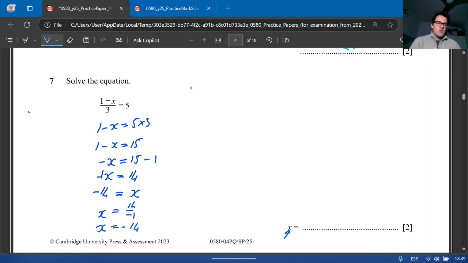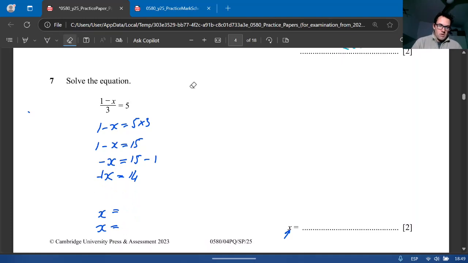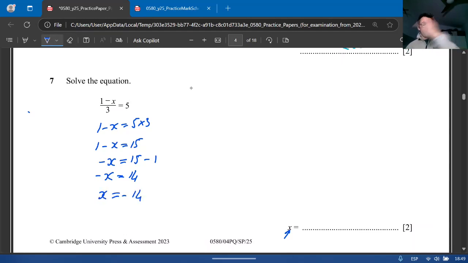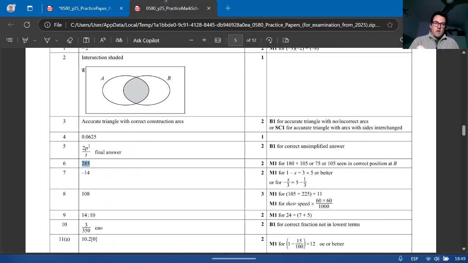Or the simplest answer is, if you ever end up with a negative you don't want, just change the sign of everything. So minus x equals 14 means x equals minus 14. Change the minus there, change the minus there. Just deal with the minus. It needs to be there to get full marks.